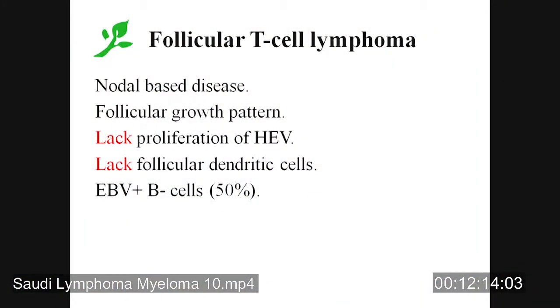Regarding follicular T-cell lymphoma, it's nodal-based and, unlike angioimmunoblastic, has a follicular growth pattern. It lacks the proliferation of high endothelial venules and the meshworks of dendritic cells. But 50% of cases show EBV positive immunoblasts, and it shares the same immunophenotype and genetic profile as angioimmunoblastic.